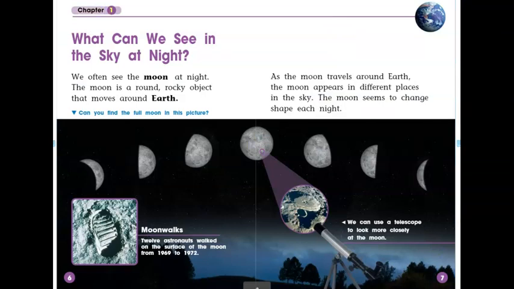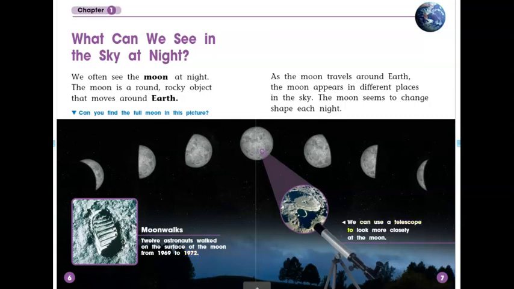Chapter 1. What can we see in the sky at night? We often see the moon at night. The moon is a round, rocky object that moves around Earth. As the moon travels around Earth, the moon appears in different places in the sky. The moon seems to change shape each night. Can you find the full moon in this picture? Moonwalks. 12 astronauts walked on the surface of the moon from 1969 to 1972.